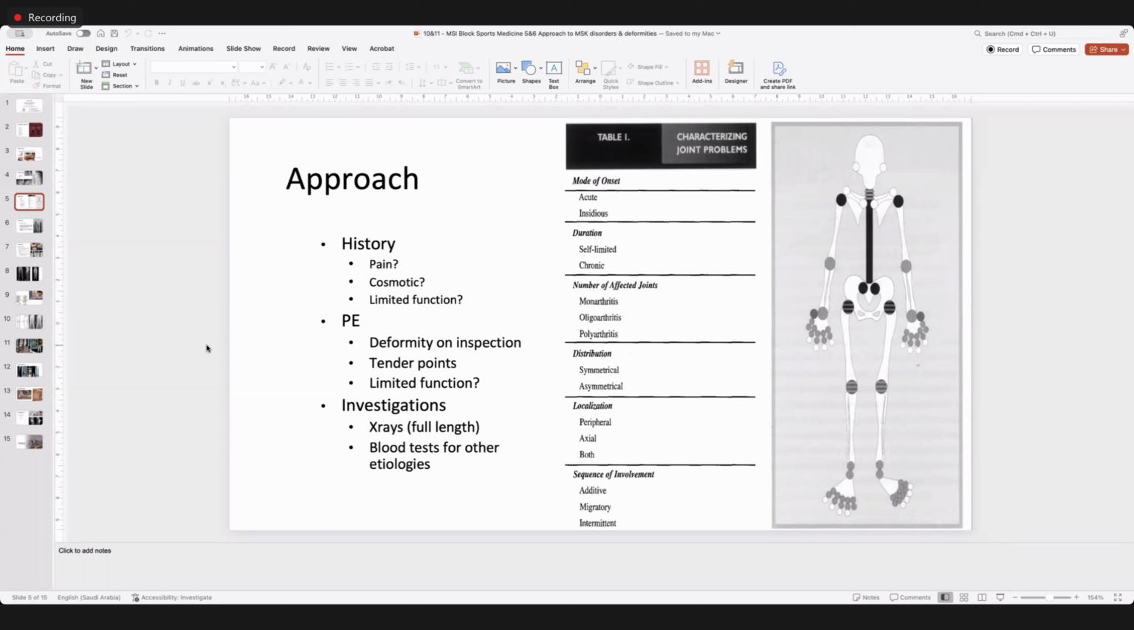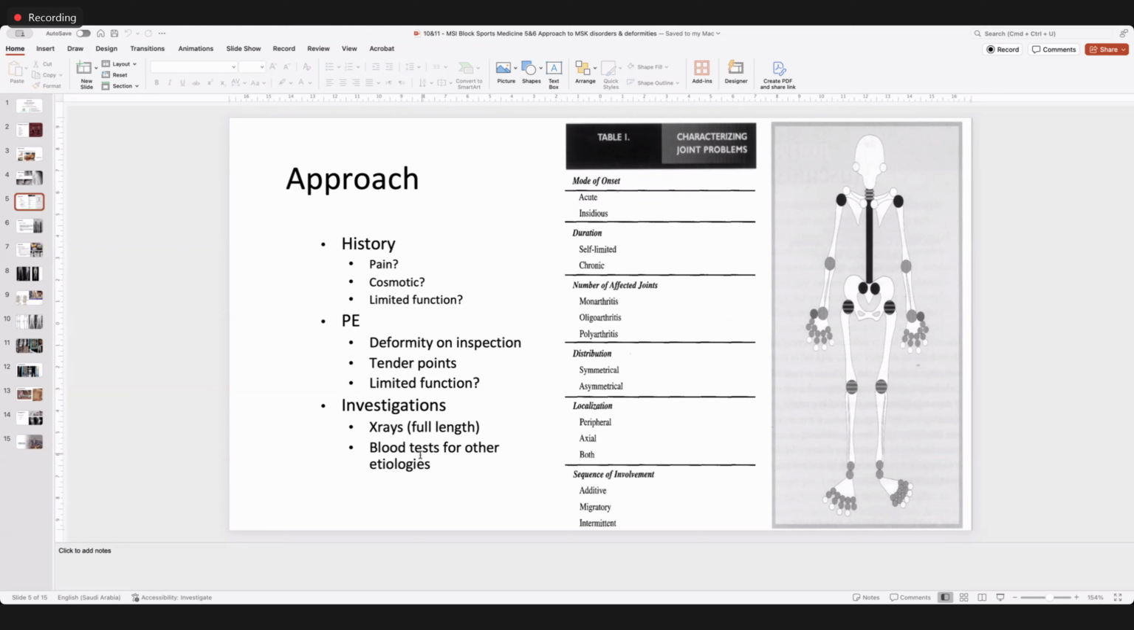Some things will make more sense now, because when somebody comes to you with a deformity problem, most of the time they're not going to tell you it's pain. They will have pain, but at the same time they will have cosmetic problems: one length longer or shorter than the other, scoliosis, some deformity in the shoulders. It can have pain, it can have limited function. And then you examine the deformity as well.